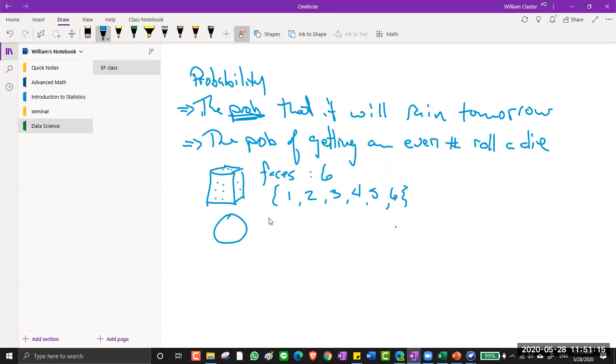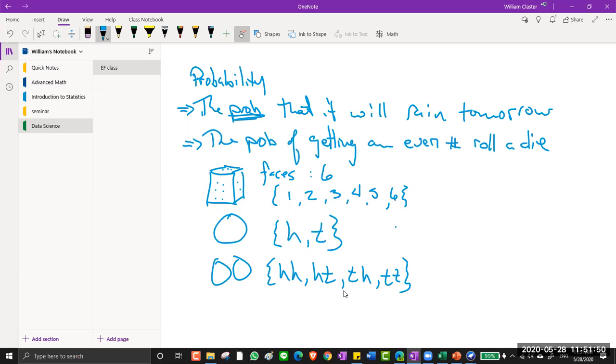And also we can talk about a coin. In the case of a coin, you can get either heads or tails, okay? And if you toss 2 coins, you could get heads on the first one and heads on the second one. Heads on the first one and tails on the second one. Tails on the first one and heads on the second one, or you can get tails and tails, right? And if you had 3, you could have H, H, H, H, H, T, and so on.